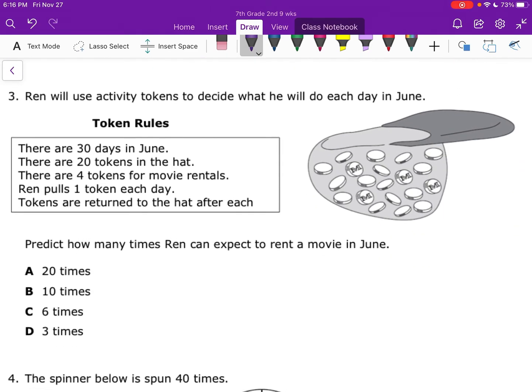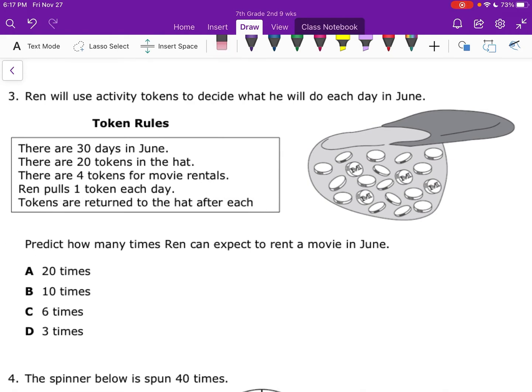All right, this one, I liked this question because it gave us a lot of information that we had to weed through. Okay, so let's look at it together. So Ren will use the activity tokens to decide what he will do each day in June. So here are the token rules. There's 30 days in June. There are 20 tokens in the hat. There are 4 tokens for movie rentals. Ren pulls 1 token each day, and the tokens are returned to the hat after each draw.